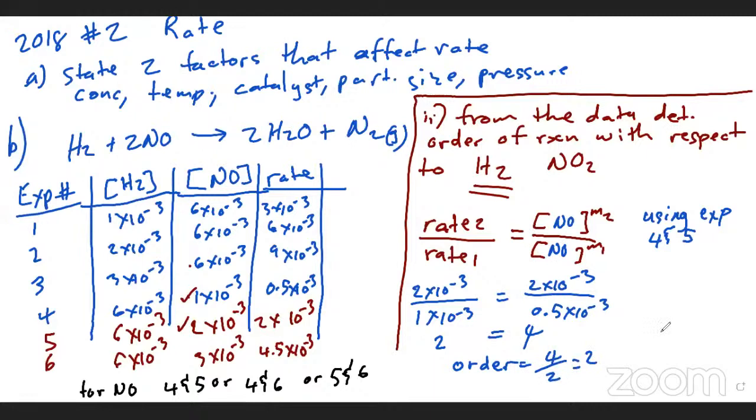If you want to do the log way, you would get 2 is equal to 4 to the m. All right. So m would be equal to log 4 over log 2, and you would still end up with 2. All right. So you see, it's pretty straightforward how to get the order of the reaction.